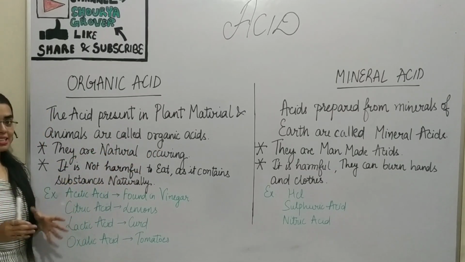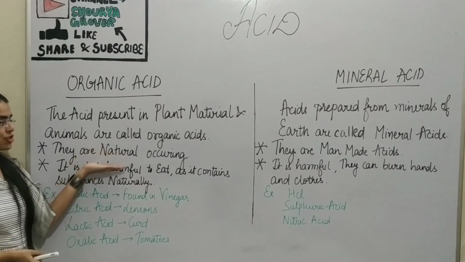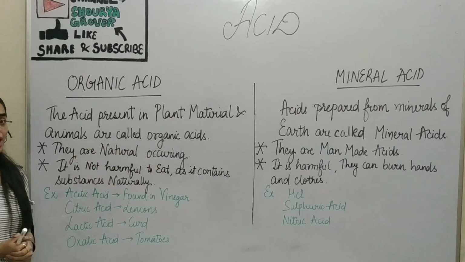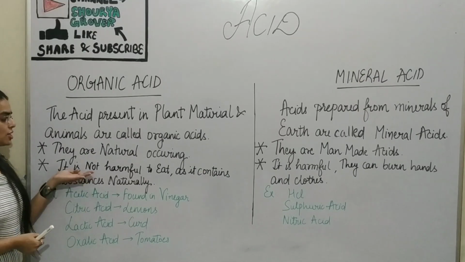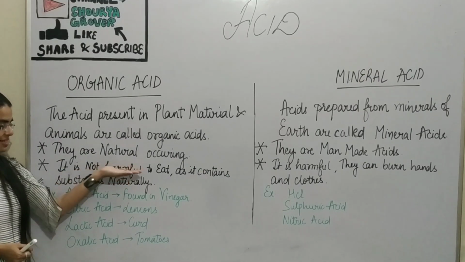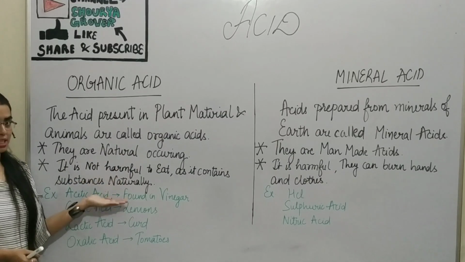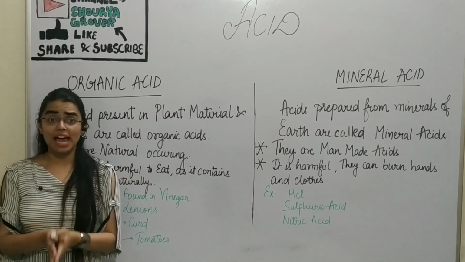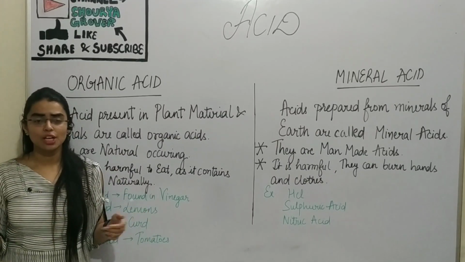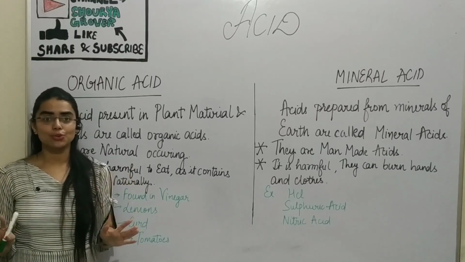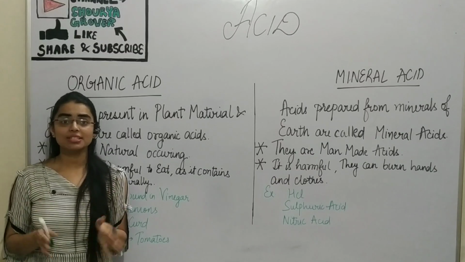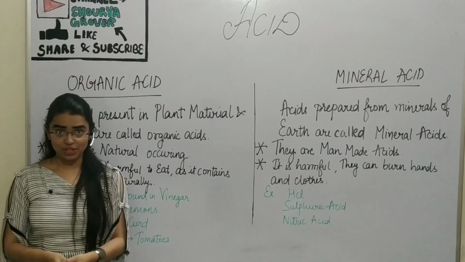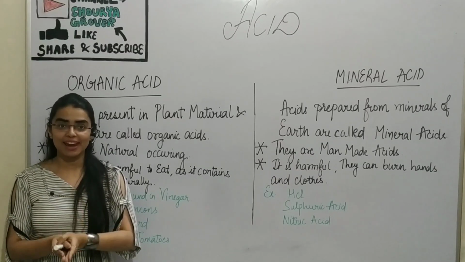Now, organic acids are basically naturally occurring acids. They are found in nature. The third thing is, it is not harmful to eat as it contains substances naturally. So, anyone can ask you that acid is harmful, so how can we eat them? No students, organic acids are not harmful. They can be eaten because they contain substances naturally which do not harm our health.